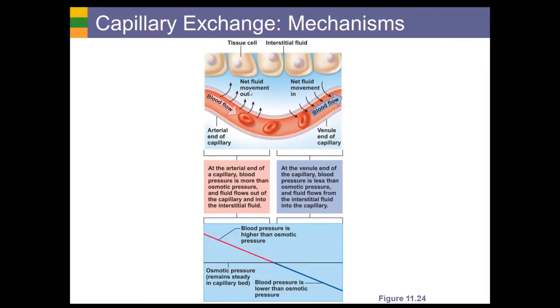That process is also referred to as filtration. On the venular side, osmotic pressure is greater than blood pressure, so there is net movement of fluid into the capillary. Okay, and that's called absorption. So there is filtration on the arterial side, there's absorption on the venular side. And all you have to know to be able to explain that is to be able to reproduce this graph here.